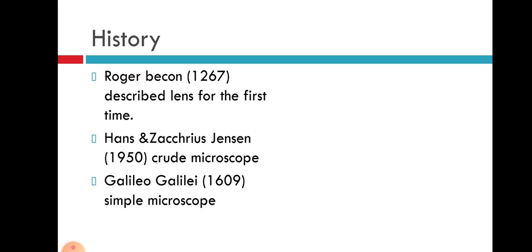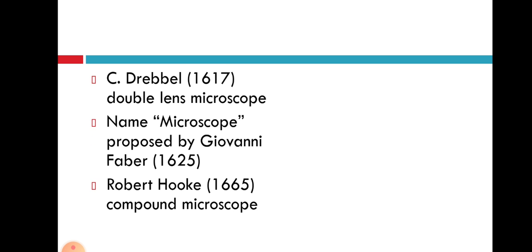Thereafter, in 1950, Hans and Zacharias Janssen constructed a crude type of operational microscope by placing two lenses together, which permitted them to see minute objects. In 1609, Galileo Galilei made the first simple microscope with a focusing device called occhiolino and observed water fleas through his microscope.